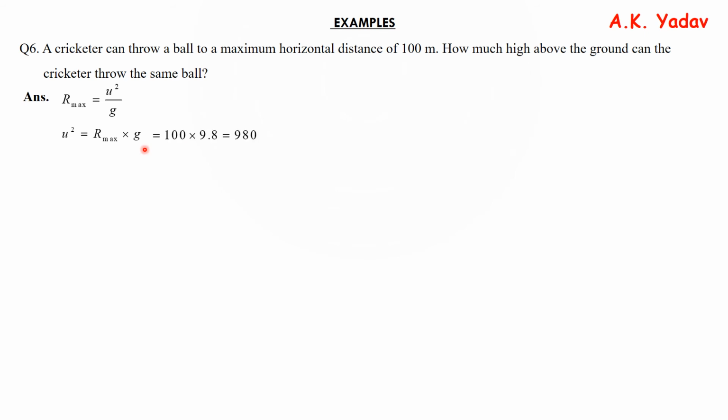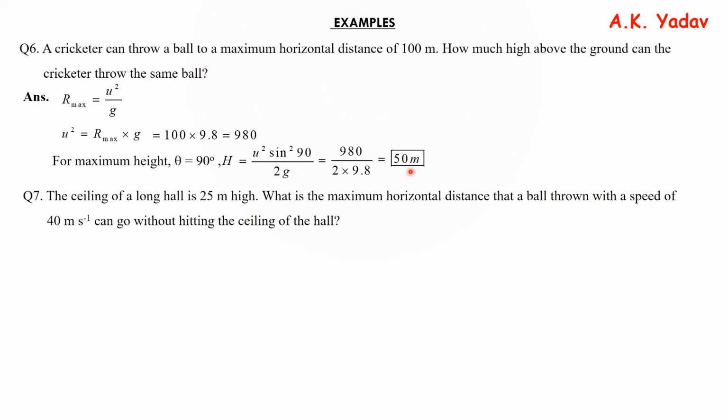We put the values and we get u square is equal to 980. Now for maximum height, theta is 90 degrees because height is vertical. So we know h is equal to u square sine square theta upon 2g. We put theta equal to 90 and we know sine 90 is 1. So it is u square upon 2g. Now u square is 980 upon 2 into 9.8, and this gives us h equal to 50 meters.